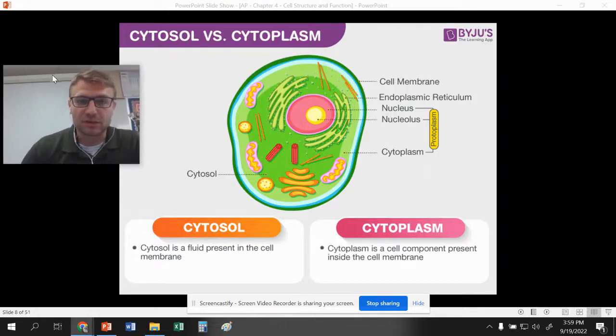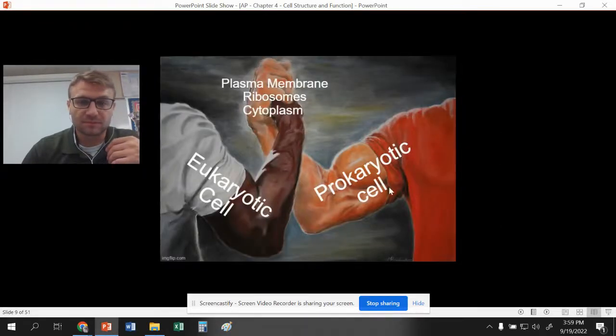Here's a great comparison between the two. Cytosol, this is that fluid within the cell. The cytoplasm is absolutely everything within the cell. Okay, so to end, this is a good meme. Eukaryotic cells and prokaryotic cells, the 3 things they have in common: plasma membrane, ribosomes, cytoplasm.